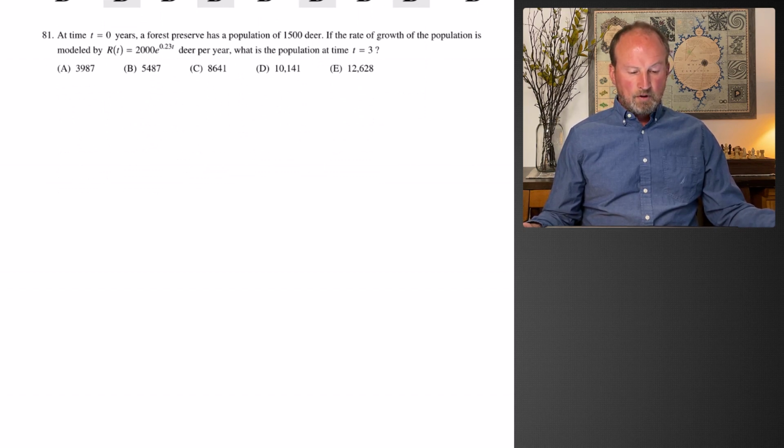Number 81. At time t equals 0 years, Forest Preserve has a population of 1,500 deer. The rate of growth of the population is given by that equation. What is the population at time equal 3? I know a rate. I want an amount. I'm going to integrate.